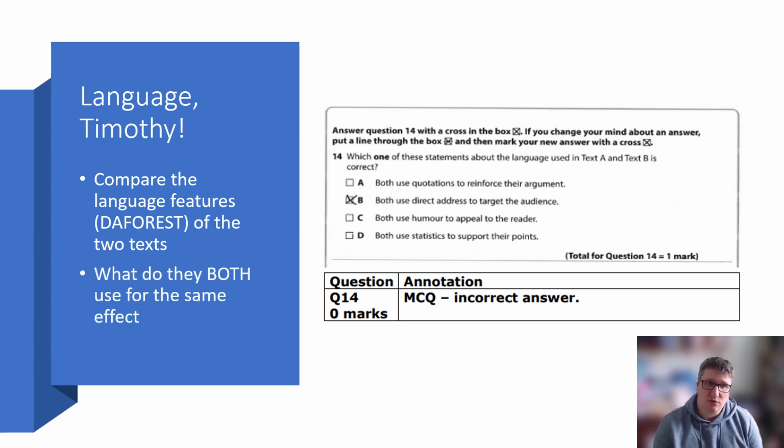And so you look at the language features of the two texts and what do they both use for the same effect? What do they both use for the same effect? And that is going to be your answer. You only have 4 things to choose from, so read the 4 possibilities and then go to the text. You should know the text well enough by now. You can then check.